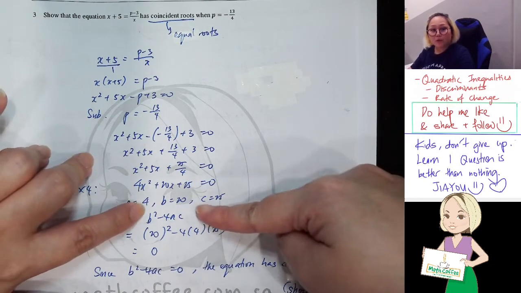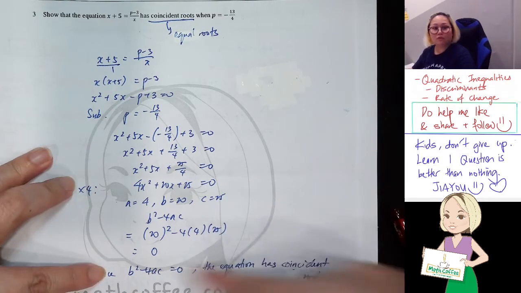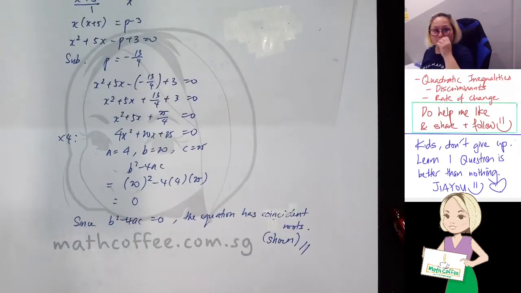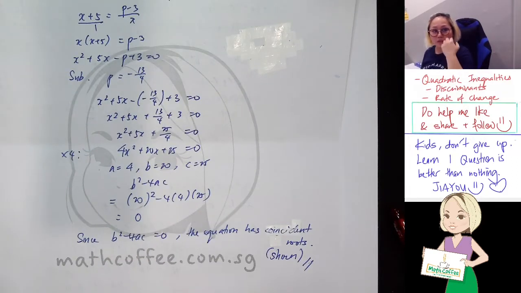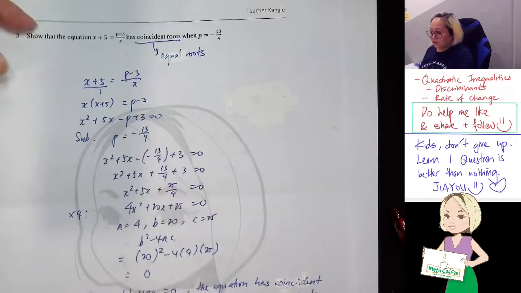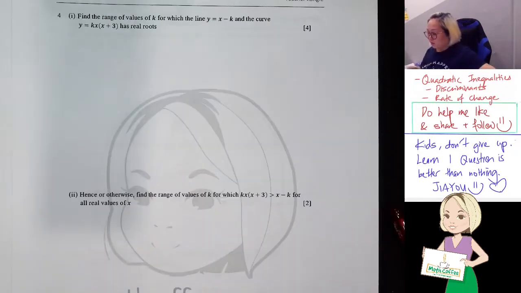Then find the discriminant. This is a necessary step, so it equals 0. Then you have to say, since the discriminant is equal to 0, the equation has coincident roots. Shown. After I finish this quadratic equation and inequality, okay, so this is question 3 done. Let's move on to question 4.